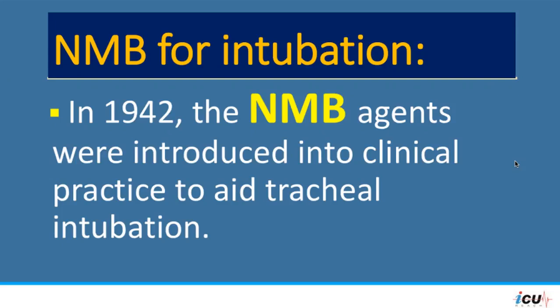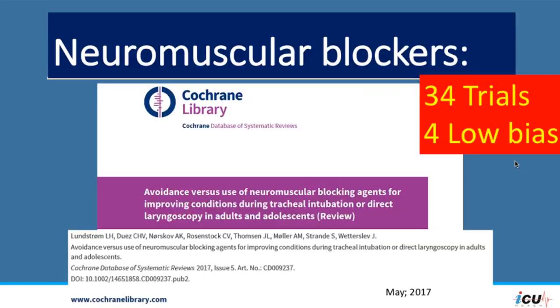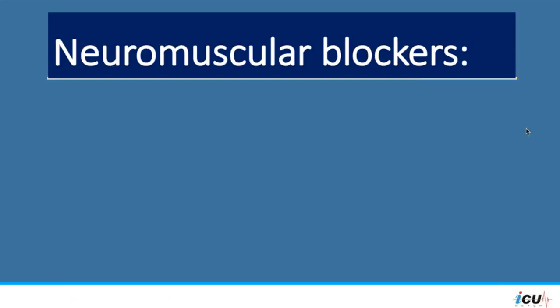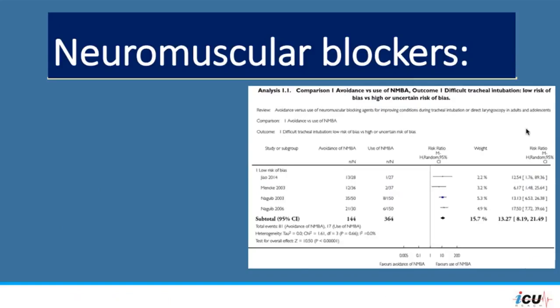Neuromuscular blockers for intubation have been in use for a long time. They were introduced in 1942 to aid tracheal intubation. I found so many studies tackling this issue, but I was really pleased to see this Cochrane review, which was published last year, which reviewed 34 trials. 4 of them were low bias, and I'm going to share with you the results of these 4 low bias trials only.